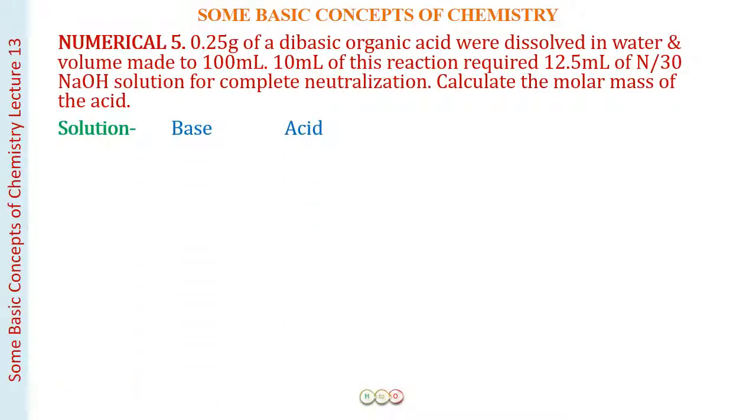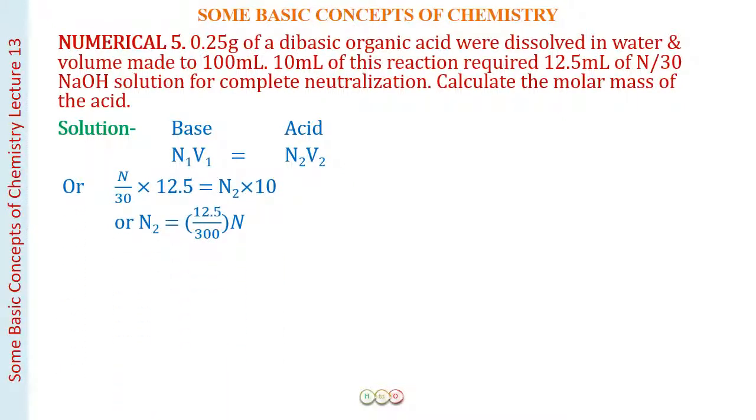So we have the base and the acid. So N1V1 is equal to N2V2, and you have 10 ml of the acid. You do not know the normality. For the base, you have the volume as well as the normality. So you can calculate the normality of the acid. So this is going to come up to 12.5 divided by 300 normal, right? So now this solution is basically made up from this part, right? So the normality is going to remain the same.